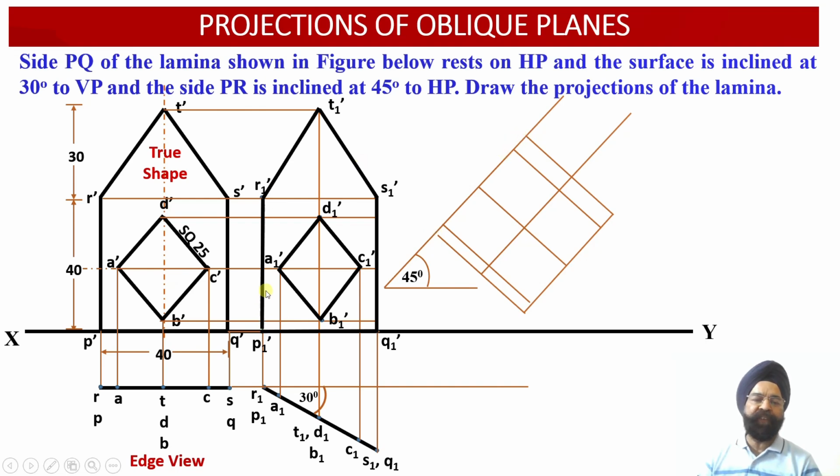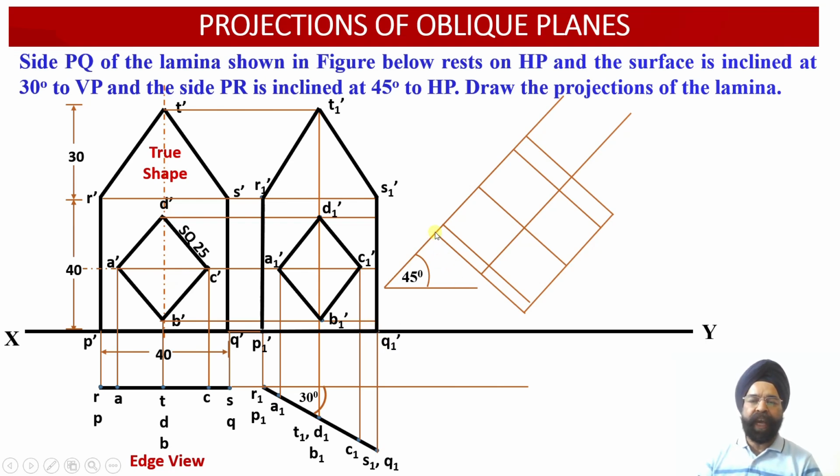So this is the distance between P1 dash and R1 dash. Now from P1 dash, we measure this distance and draw a perpendicular line. You see, it is equal to P1 dash Q1 dash. So this is perpendicular to the edge P1 dash R1 dash. Similarly, from R1 dash also, we draw a perpendicular projector in such a way that the distance between R1 dash and S1 dash will be equal to the distance between P1 dash and Q1 dash.